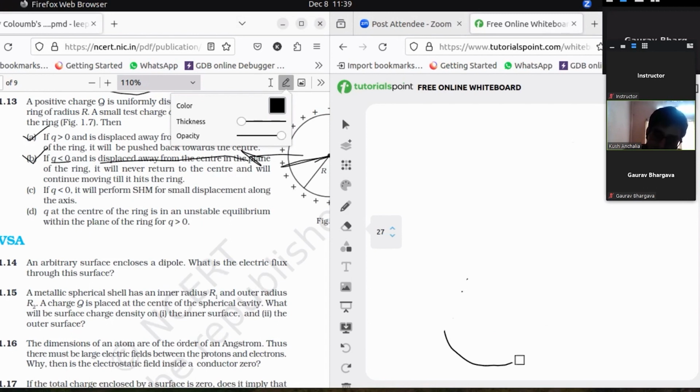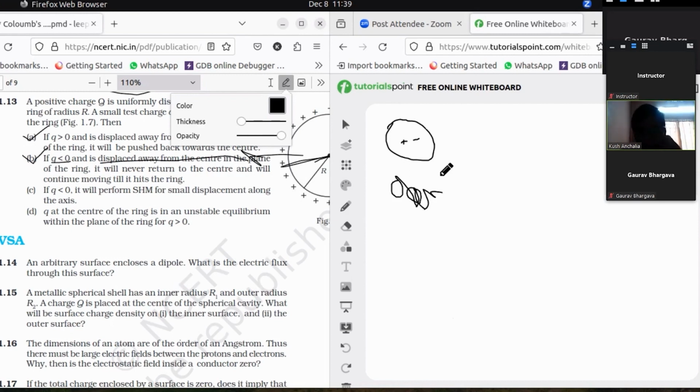So flux directly depends on the Q enclosed. See what is happening? This is the surface, and then there is a dipole. Dipole means one plus and one minus. So Q enclosed is zero, and flux directly depends on Q enclosed. It is Q enclosed by epsilon naught. So flux will be equal to zero.